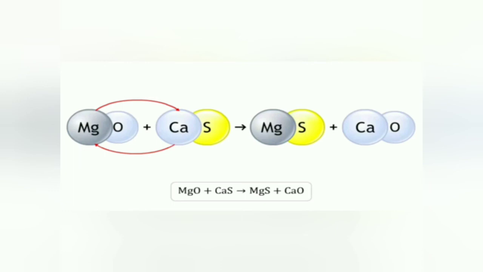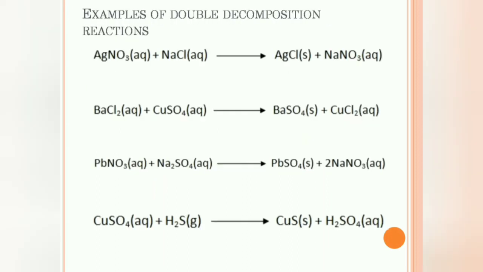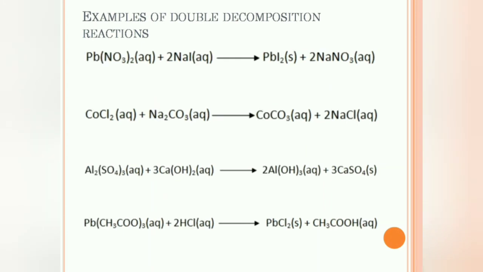Also note down that in double decomposition reactions, always there are two reactants and these two reactants are always the compounds. Therefore, a double decomposition reaction or a double displacement reaction is defined as a chemical reaction in which two compounds in their aqueous solutions react to form two new compounds by the mutual exchange of their radicals. Here we have some examples of double decomposition reactions. You may note these examples.